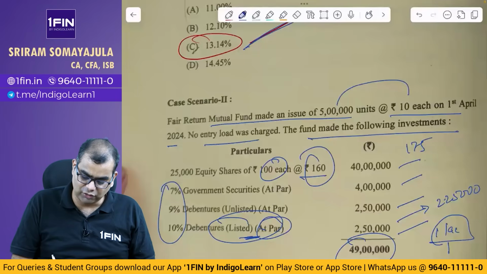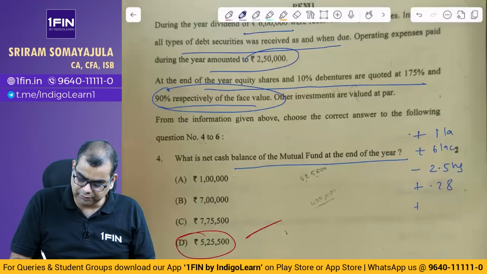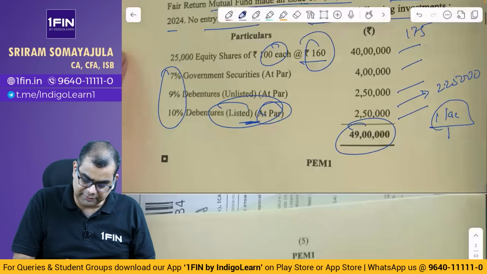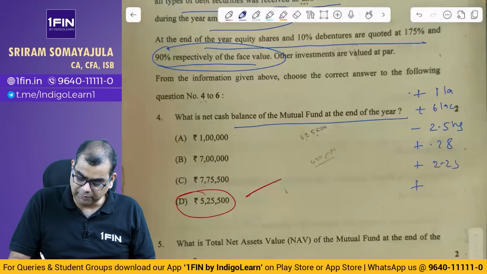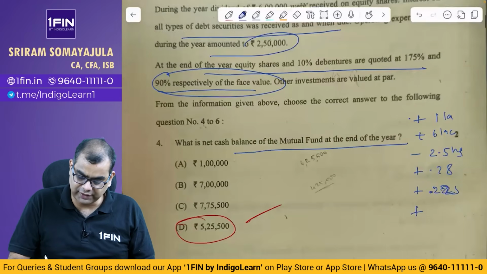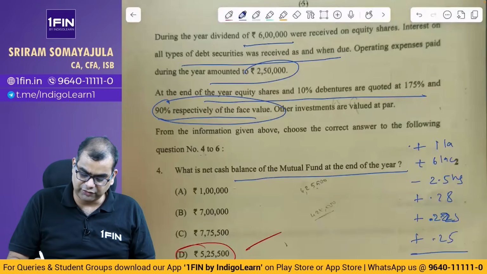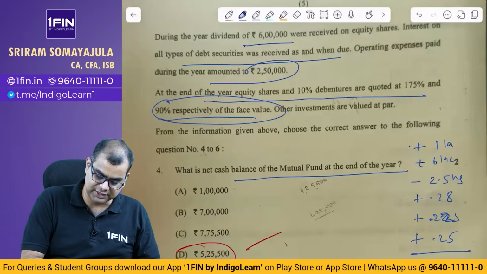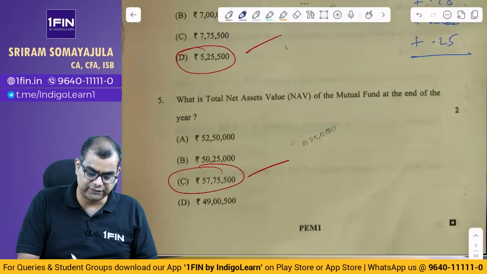So 7% on 4 lakhs is 28,000. So plus 0.28. Then 9% on 2 lakh 50 is, sorry, 0.225, not 2.25. And 10% on 2 lakh 50 is 0.25. Everything I'm writing in lakhs. So if you add all of this, you get 1 plus 6 minus 2.5 plus 0.28 plus 0.225 plus 0.25. You get 5.255. This is the answer.